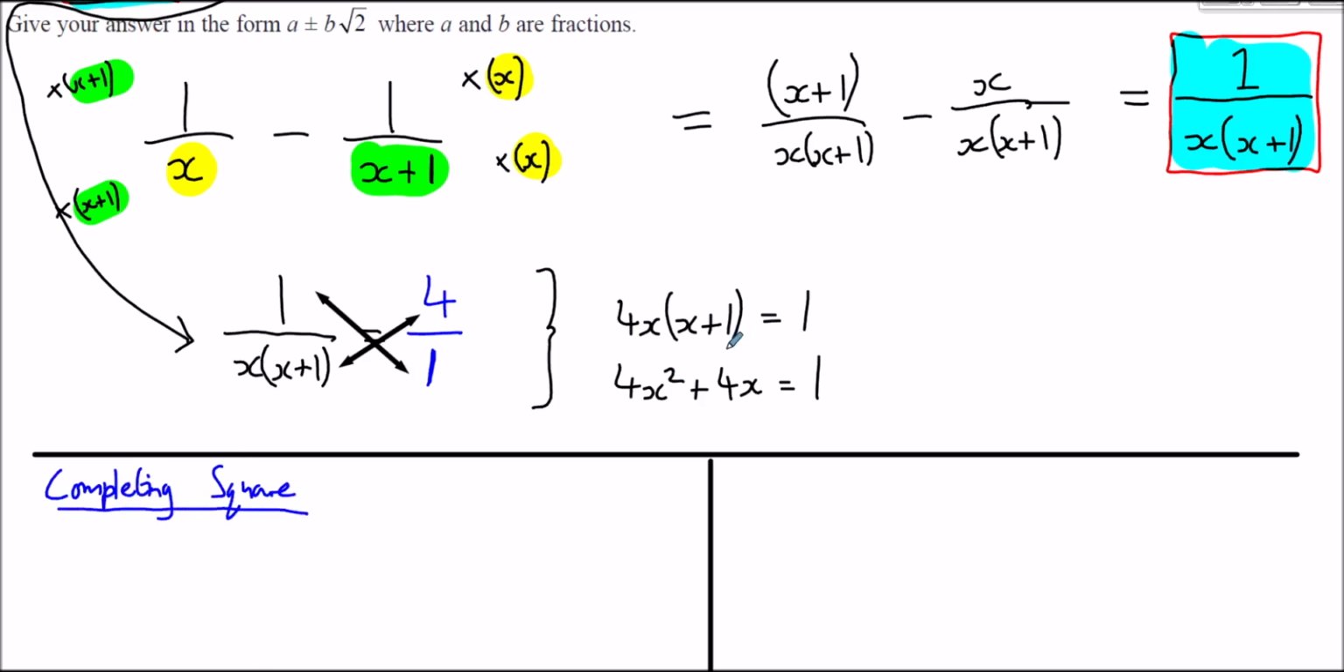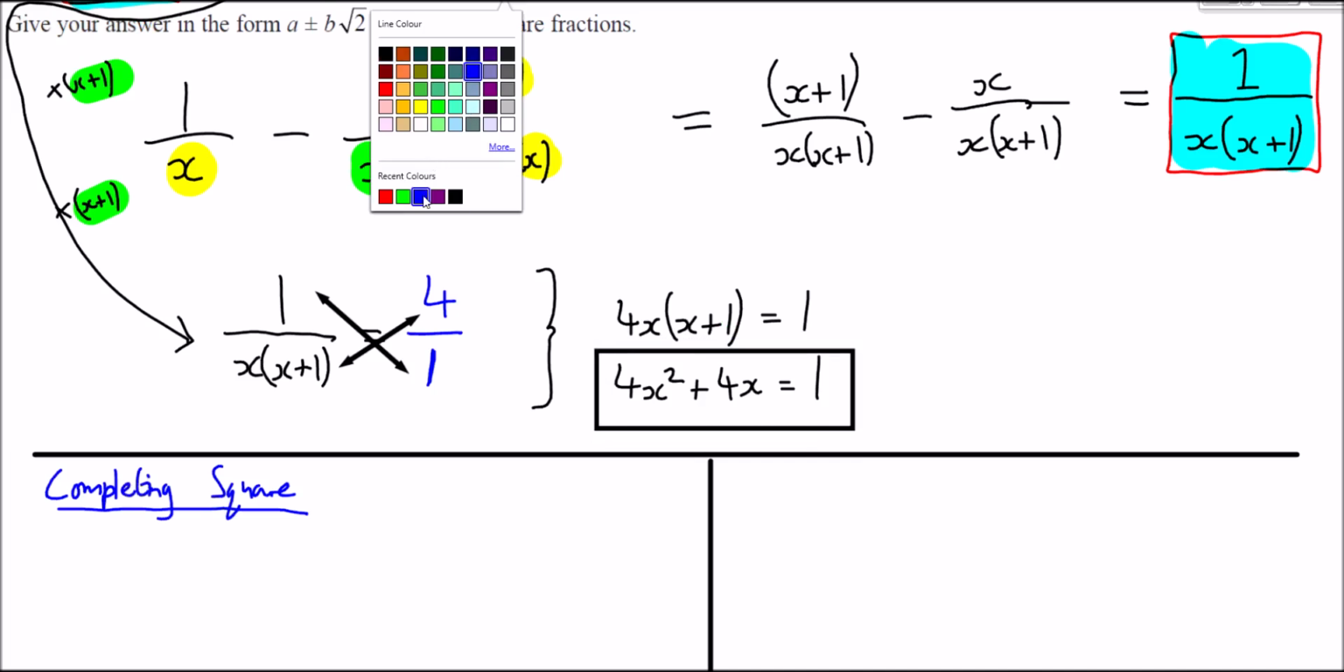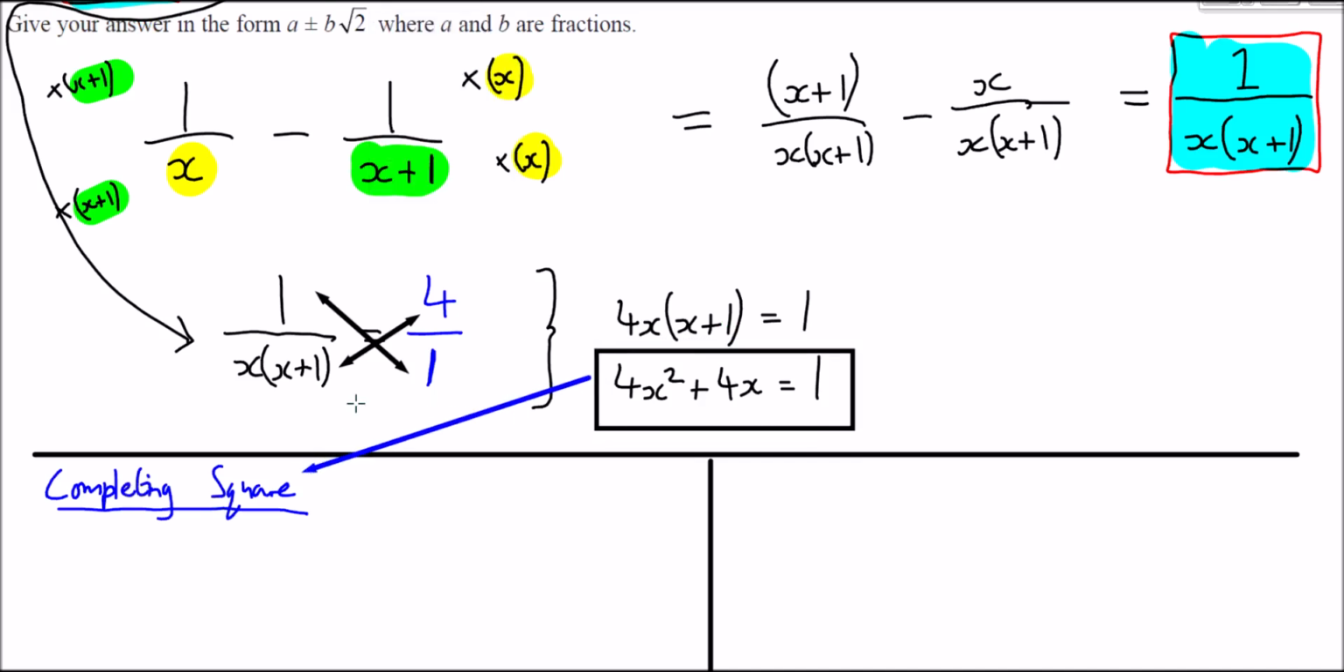Well, to complete the square, we can't have any coefficient in front of this x squared. So if we do it this way, if I'm going to complete the square, I'd need to divide everything by 4 because I can't have any coefficient of x squared. So I'd have to divide everything by 4 here. I'd then get that x squared plus x equals 1/4.